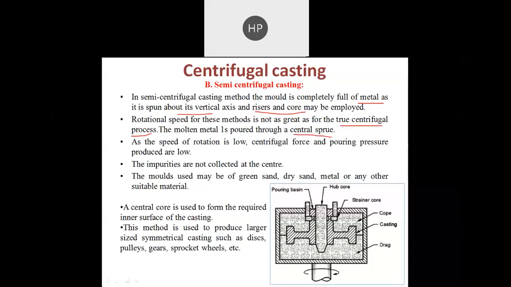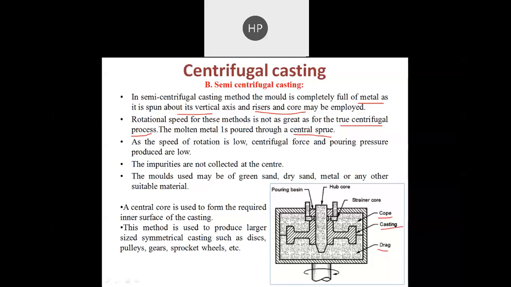As you can see here, this is the diagram. This is our mold, which is made up of a cope and drag. This is the cope and this is the drag, and here this is the hollow cavity, this is the casting.